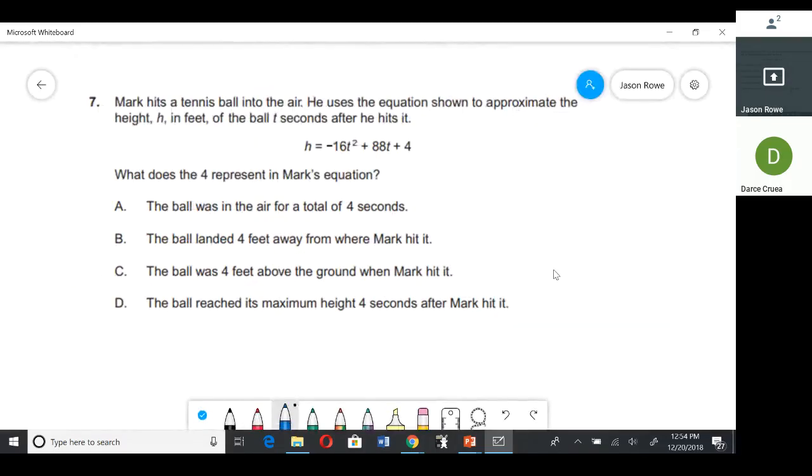All right, here's number 7. When Mark hits a tennis ball in the air, he uses the equation shown to approximate the height in feet of the ball 2 seconds after it gets hit. What does the 4 represent? So we want to know what this thing right there represents.